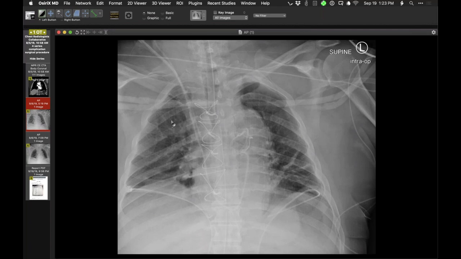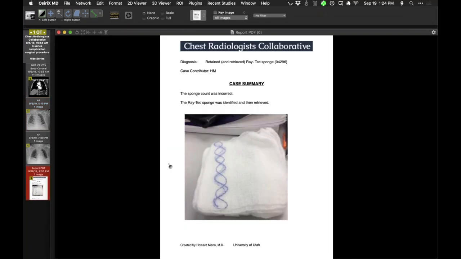There was a case when I was a resident that there were five, I don't remember if it was four, five, or six sponges, but they come in packs of that number. So they actually had left an entire pack of sponges in the abdomen, but they didn't realize that the sponge count was off because they only counted by multiples of that number. So, yeah.